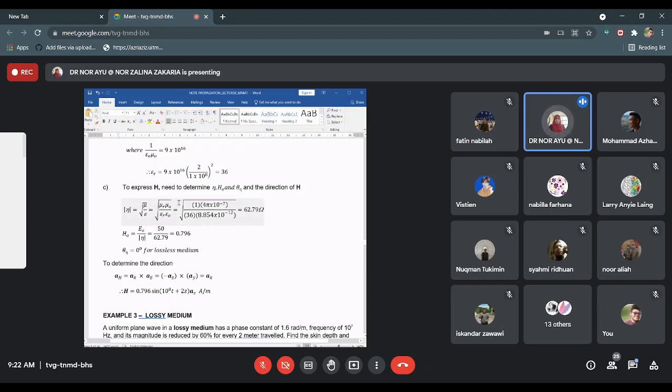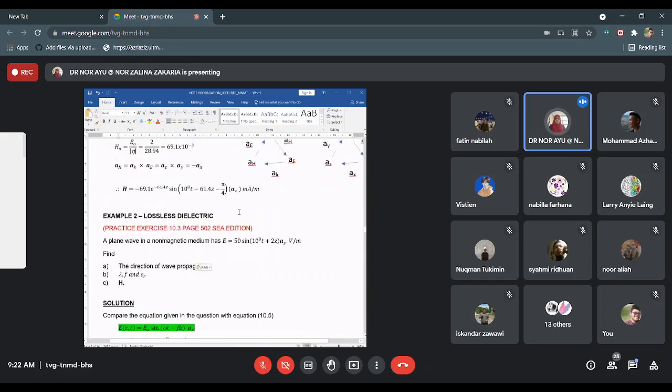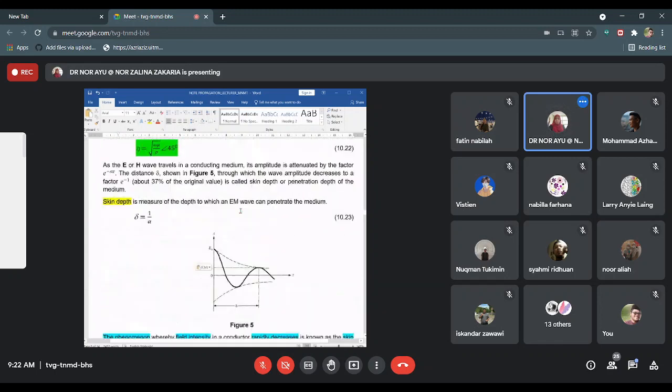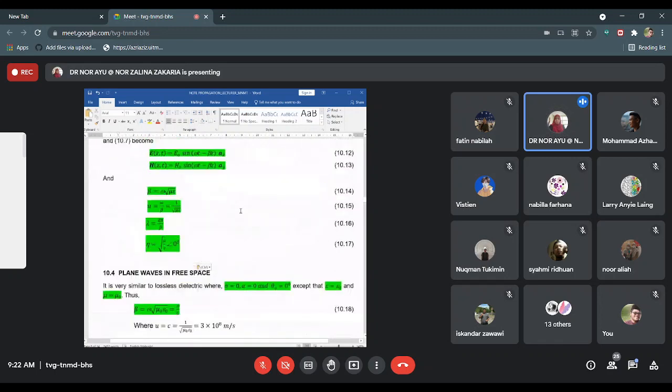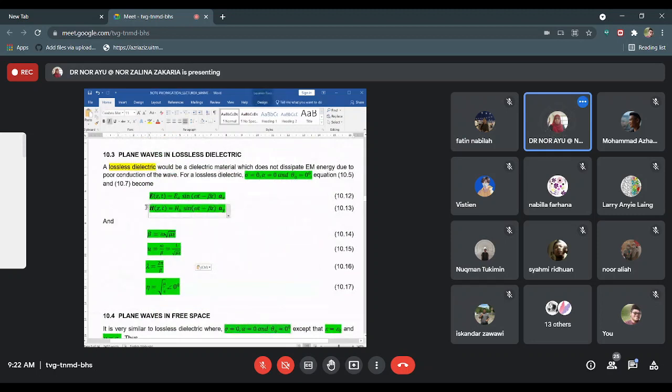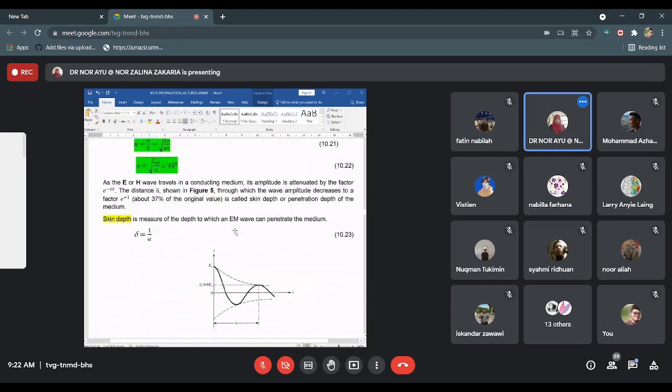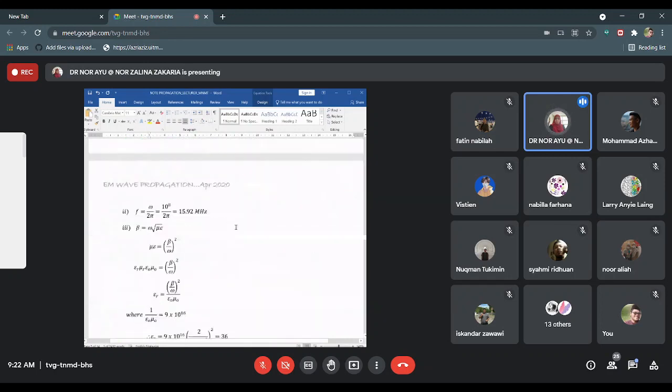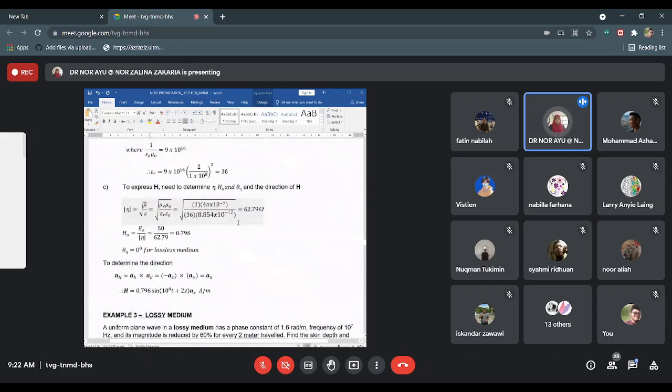Okay, so if we look into the H equations, we go back again. Where is your H? So this is your H. Please write the general equation for H. Which one was it? Okay, this one. I'll just put it here. So the general equation for H is H naught sine omega t minus beta z, in the direction aH.